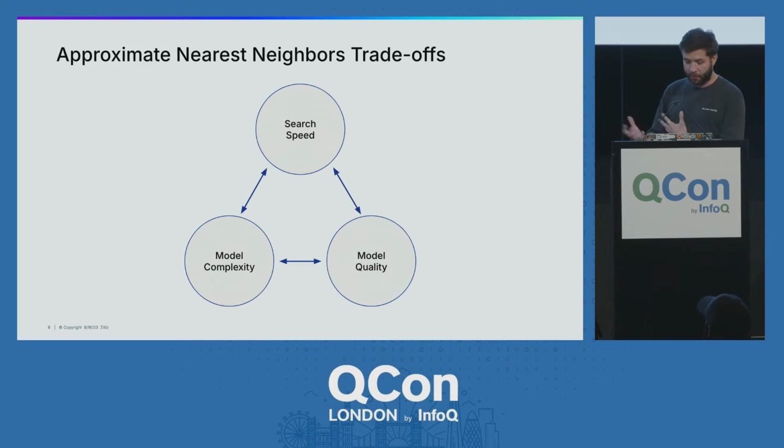And same if you want to have a model of better quality, then the search speed will be lower, but also the building time will also be lower. This is what we refer to for like the index building time. This is usually what is very important.